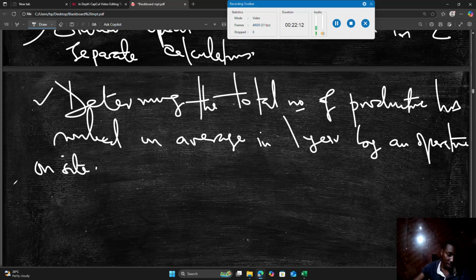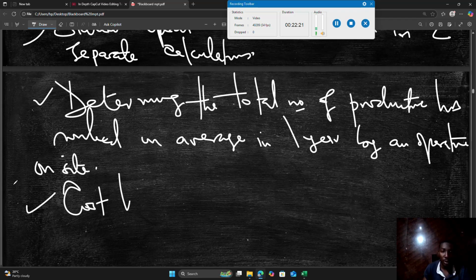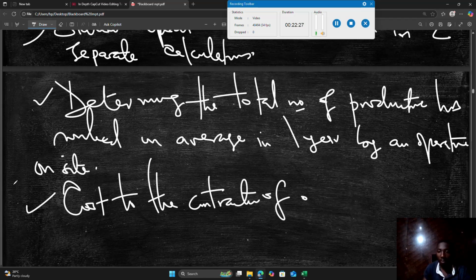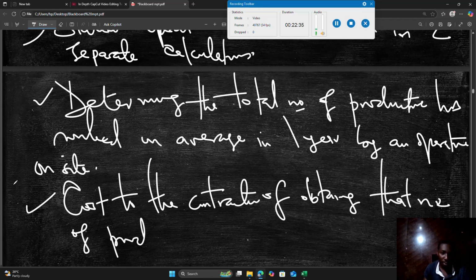An operative on site. Then another part is the cost to the contractor of obtaining that number of productive hours per year.